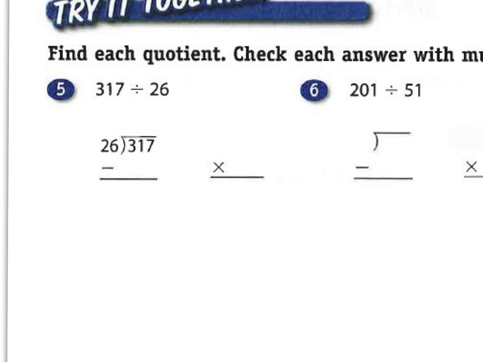Does 26 go into 3? No, but does it go into 31? Yes, 1 time. So I put that above the 31. 1 times 26 is 26. Now I subtract, got to borrow, make that a 2, make that 11. 11 minus 6 is 5. And then 2 minus 2 is 0. So then I got to bring down the 7.